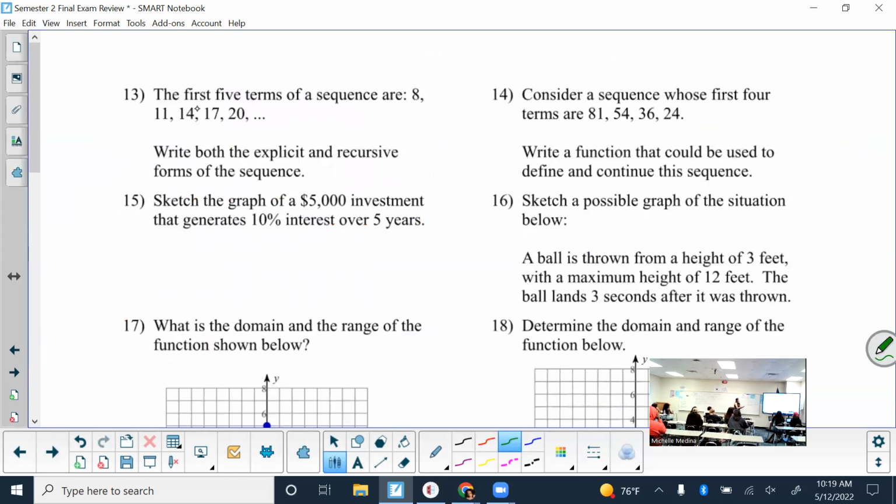All right, so the first 5 terms of the sequence are these numbers. Let me just copy that number over here so it looks better. Write both the explicit and recursive forms of the sequence.